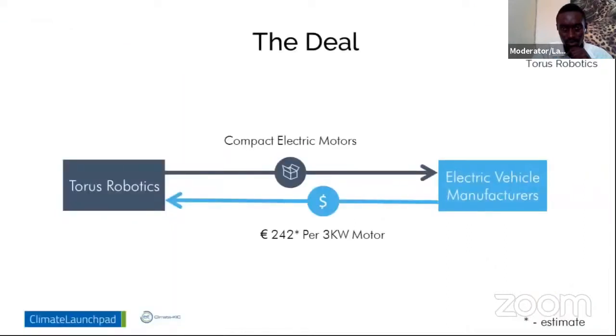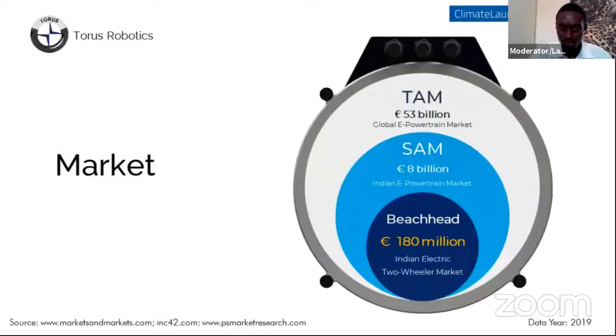At Taurus Robotics, we offer indigenous, lightweight, and compact electric motors to electric vehicle manufacturers at an effective price point of €242 per 3 kW system. The present-day market for electric powertrains is estimated to be €53 billion globally, and in India alone, the electric powertrain market is estimated to be €8 billion. However, we are currently focusing on the overall Indian electric two-wheeler space as a featured market, as it comprises a very limited number of renowned market players at present.